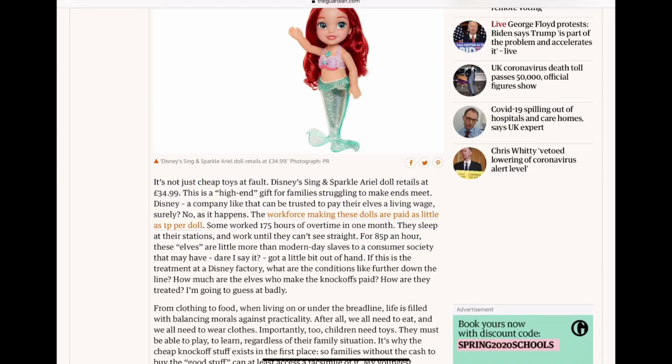So there's our first fact, the price of a toy. Disney, a company like that, can be trusted to pay their elves a living wage, surely? No, as it happens, the workforce making these dolls are paid as little as 1p per doll, another fact. Some worked 175 hours of overtime in 1 month, another fact. They sleep at their stations and work until they can't see straight, another fact. And for 85p an hour, these elves are little more than modern day slaves to a consumer society that may have, dare I say it, got a little bit out of hand.